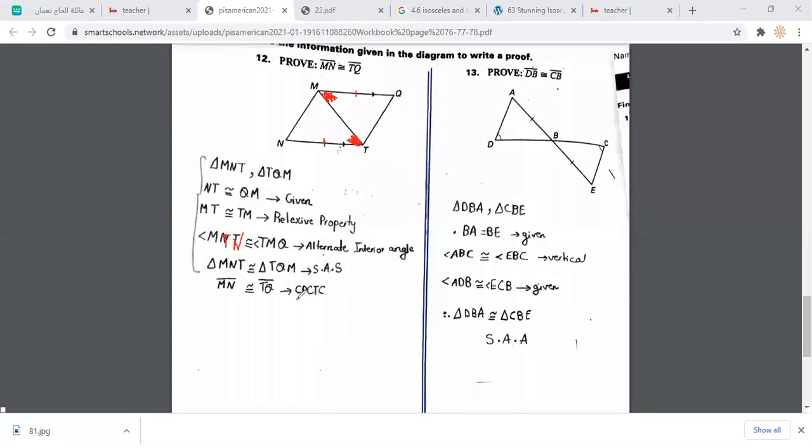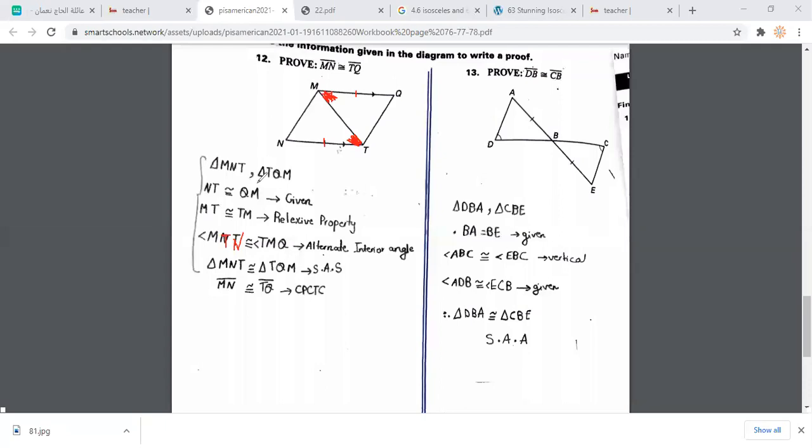Okay? Thank you. Any questions so far about this? So please only correct MTN. Is that clear? MTN.